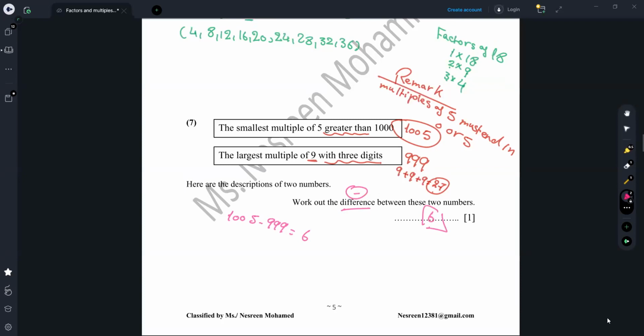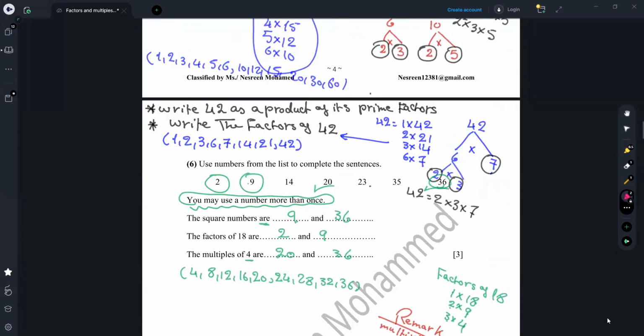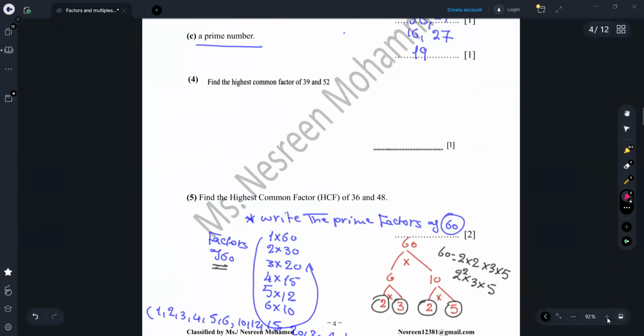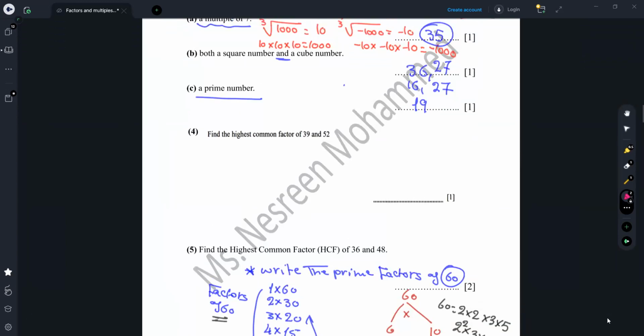Okay, now I will go to this exercise: find the highest common factor of 39 and 52. This is the HCF. How can I find the HCF of 39 and 52? How can we find it?